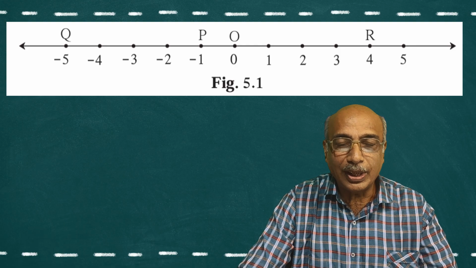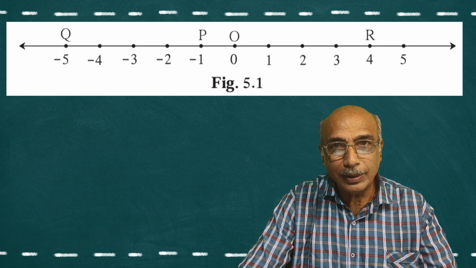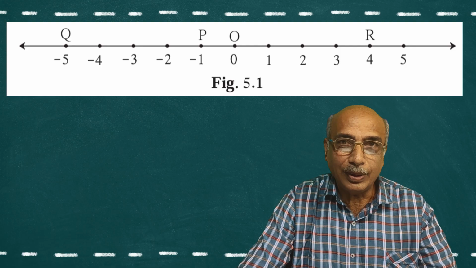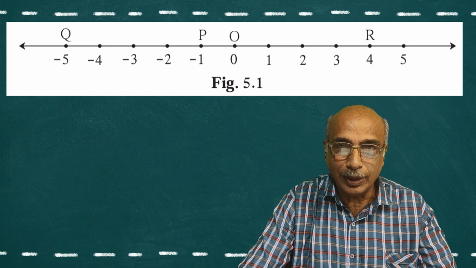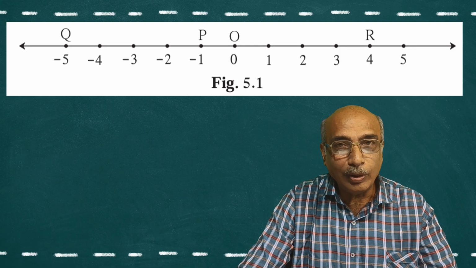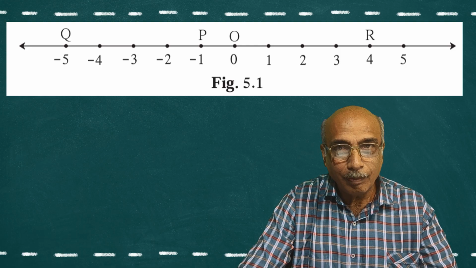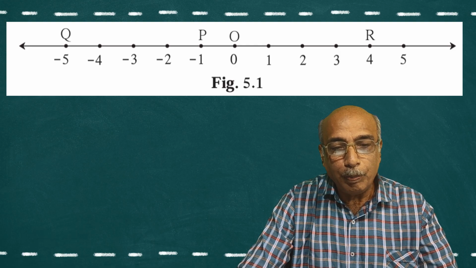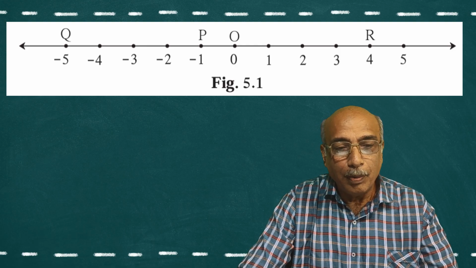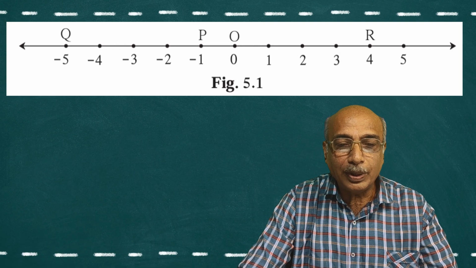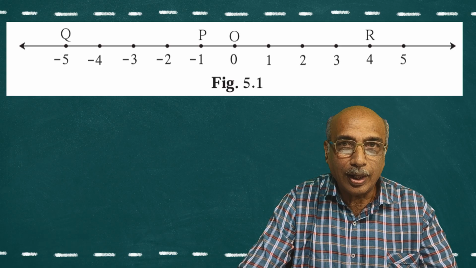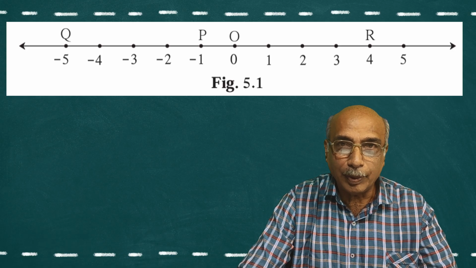All the numbers on the right hand side are said to be greater numbers, and all the numbers on the left hand side are said to be smaller numbers. Now related to the figure shown here, points Q, P, O and R are shown. These are the points. -5, -1, 0 and 4 are the respective coordinates of the points.